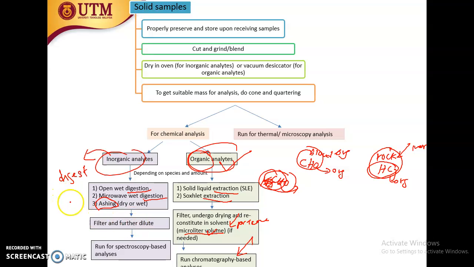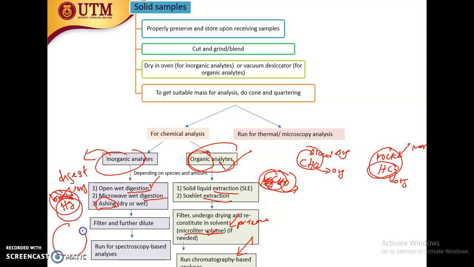This is in the case where, let's say, your sample is still blood. Blood is organic, right? It contains heavy metals such as mercury. So which one to use? You can use digestion. Why? Digestion can destroy blood, leaving out, which means digesting out, the mercury.